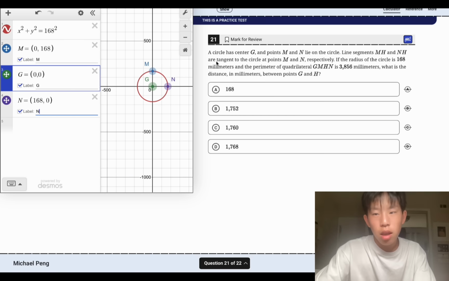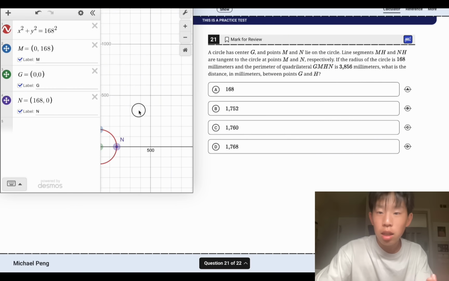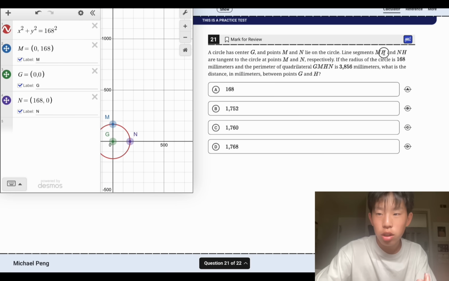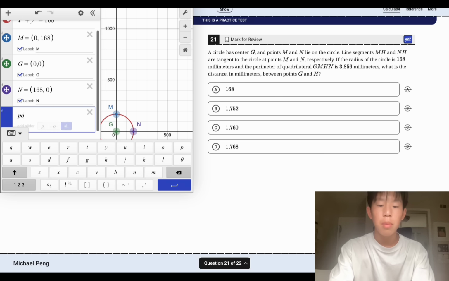Now I want us to visualize this really well, because it's asking us to imagine a point H. It doesn't tell you where H is. It's just saying there's a point H here, so I'll solve for it. A good way to visualize this is to make a polygon.